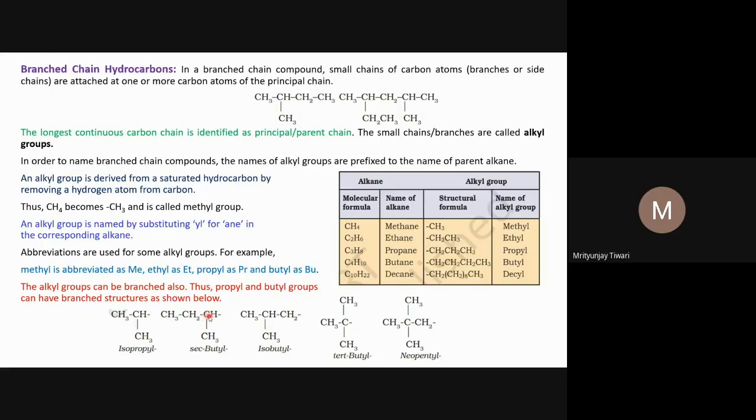But in this side chain, if we isolate the side chain, in the isolated form it is connected only to two carbon atoms, so this is secondary. And this is a butyl group, so this is the secondary butyl group, because this group contains four carbon atoms of the butyl group.